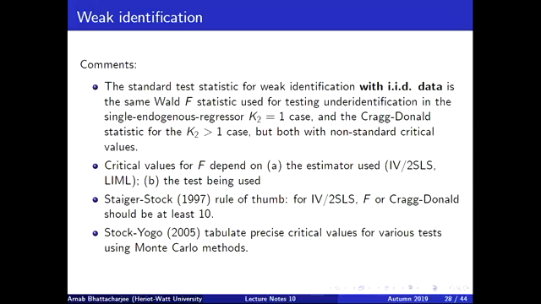The Staiger and Stock rule of thumb is, for IV to SLS, the F for Cragg-Donald should be at least 10. For Stock and Yogo, they do extensive Monte Carlo experiments and tabulate the critical values for, I think, up to 3 endogenous regressors.